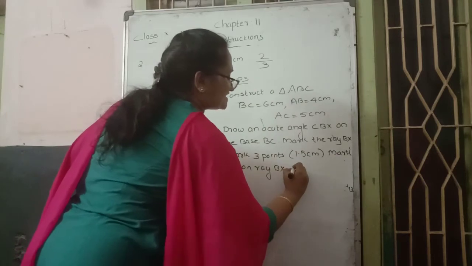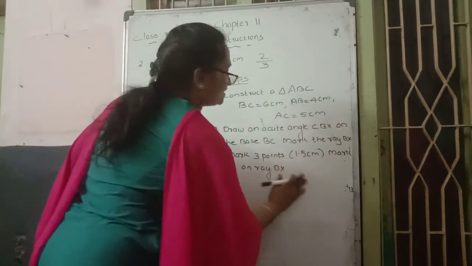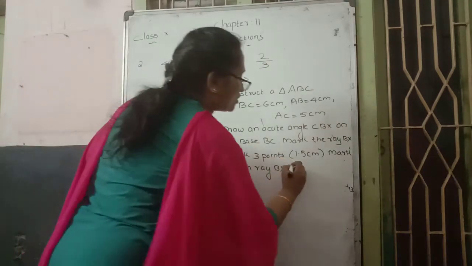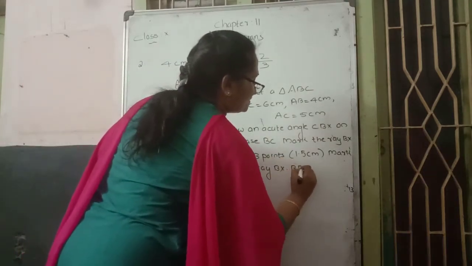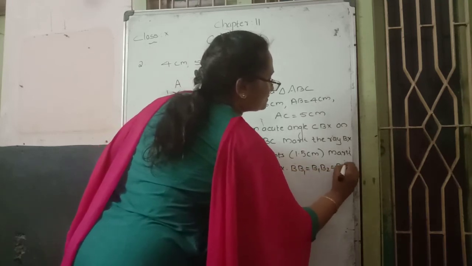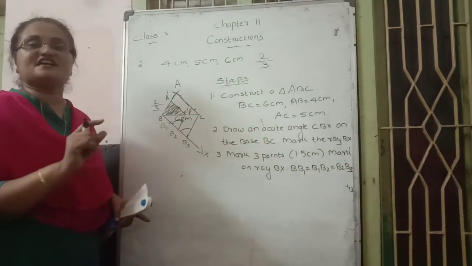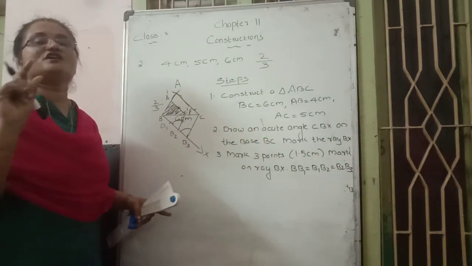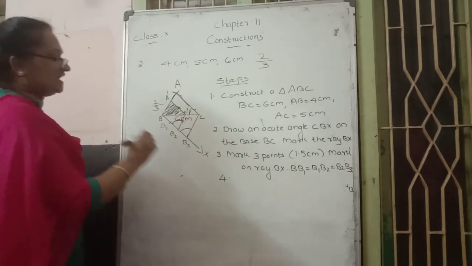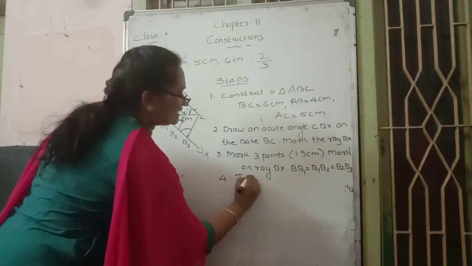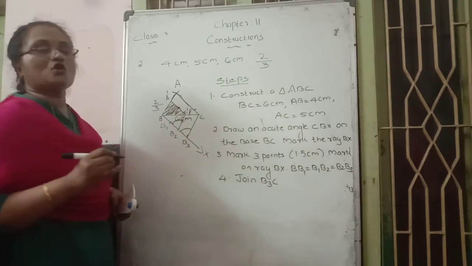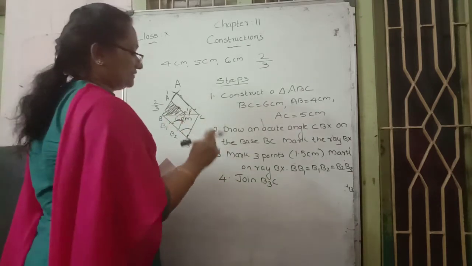Then each of them, the distances B1 to B2, B2 to B3, are all the same distance. Each of them is equal, 1.5 centimeters. Fourth point: then the next process we do is join B3 to C; we are just joining the B3 and C points.